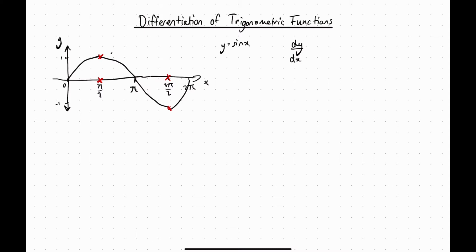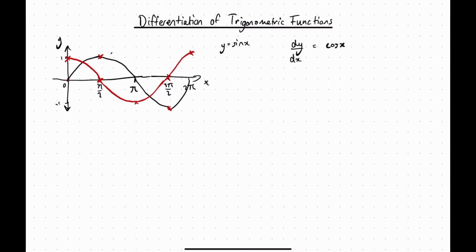At 0, the gradient of this curve is actually just 1. The gradient of a sine graph at 0 is 1. When it crosses pi, it's at -1, it's going downwards. And when it's at 2 pi, it's back up at 1. So what you end up with is what? A cos graph. So the differentiation of sine x is cos x.